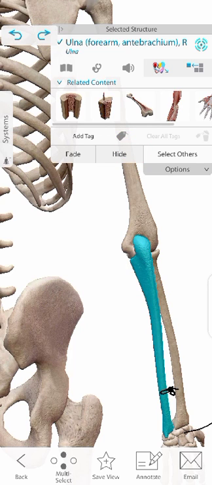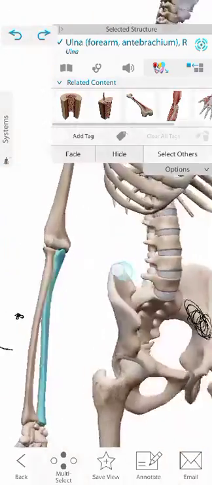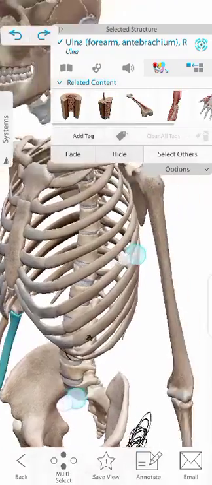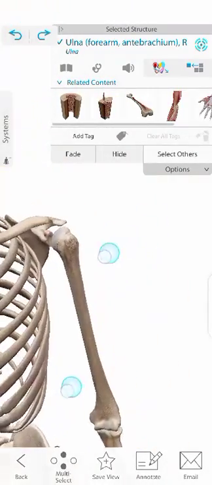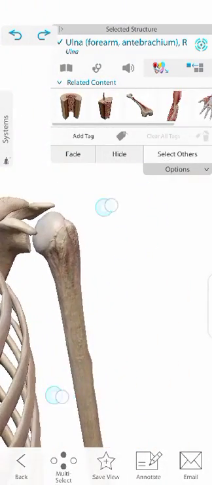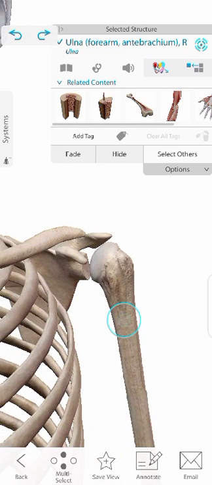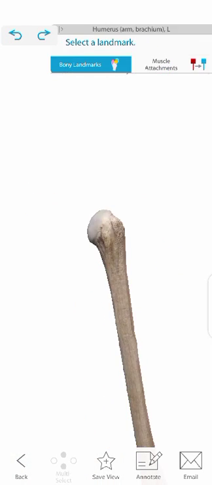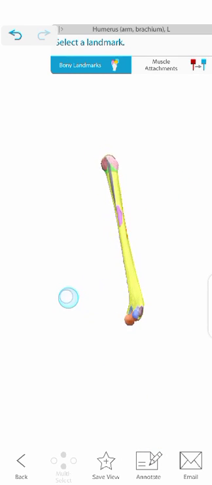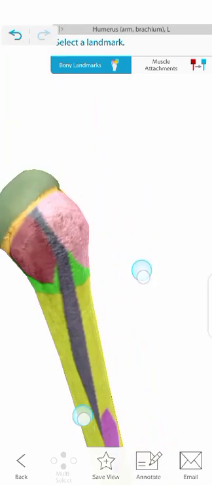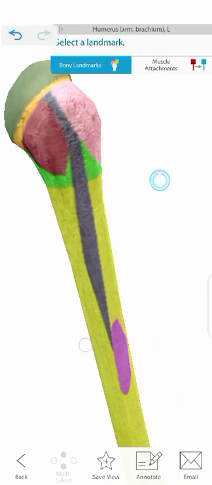So the next thing we have is a sulcus. A sulcus is basically a linear depression, unlike a line which is a linear elevation. A sulcus is a linear depression. So looking at this bone, this is just to show the parts of the bone, so we already talked about this part.